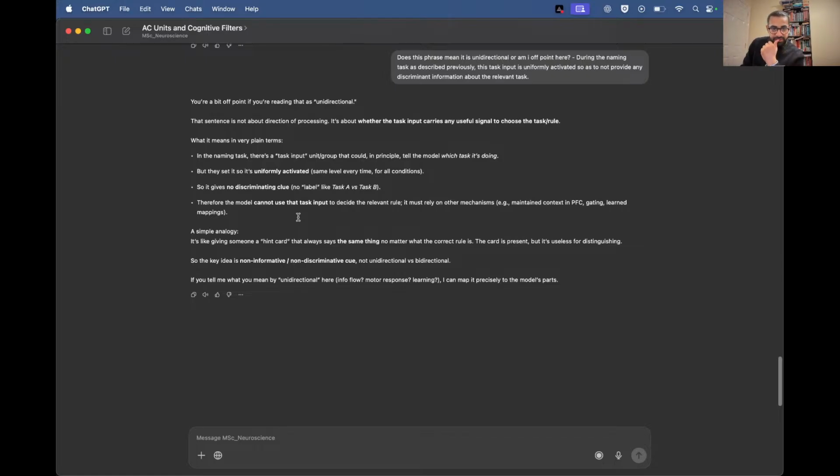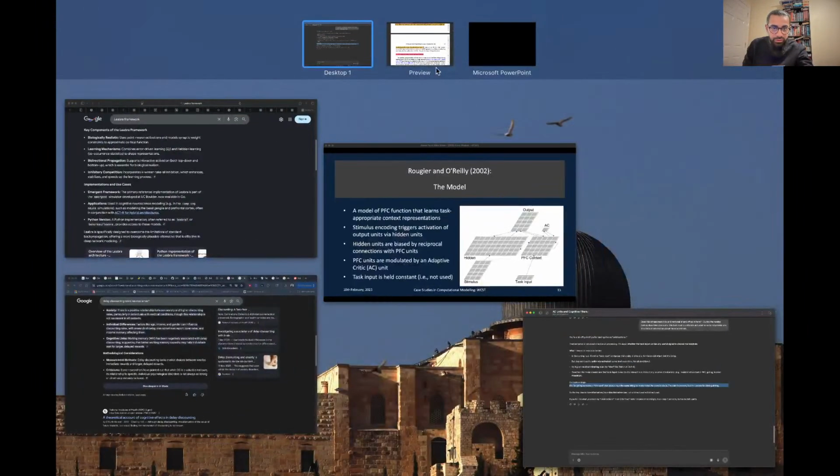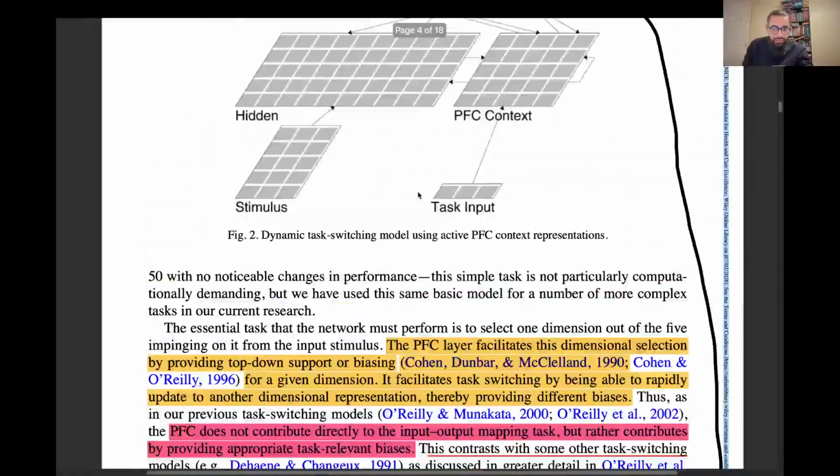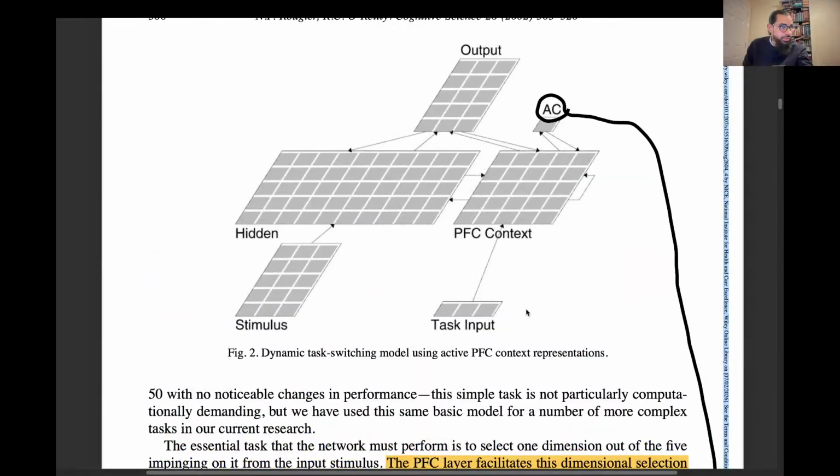It's like giving someone a hint card that always says the same thing no matter what the correct rule is. The card is present, but it's useless for distinguishing. For example, having an ace of spades and you keep showing the ace of spades, right? And it doesn't distinguish from any others. So every time you pull out the card, it's the ace of spades. So they've kept the task input in the model here in a uniform manner.